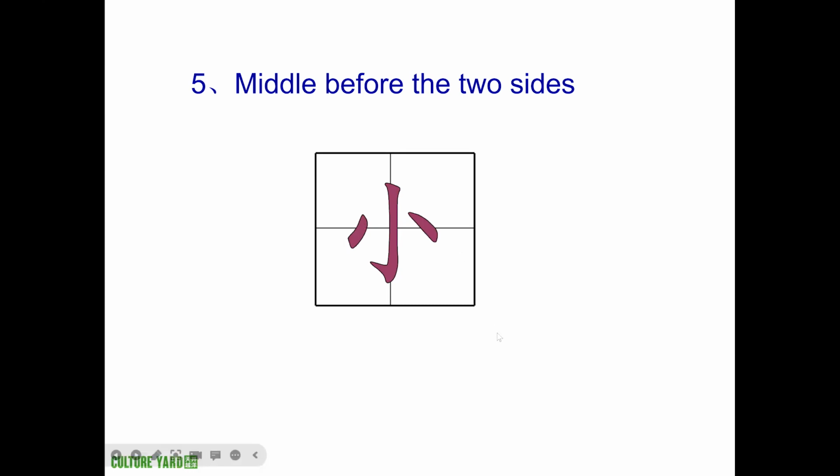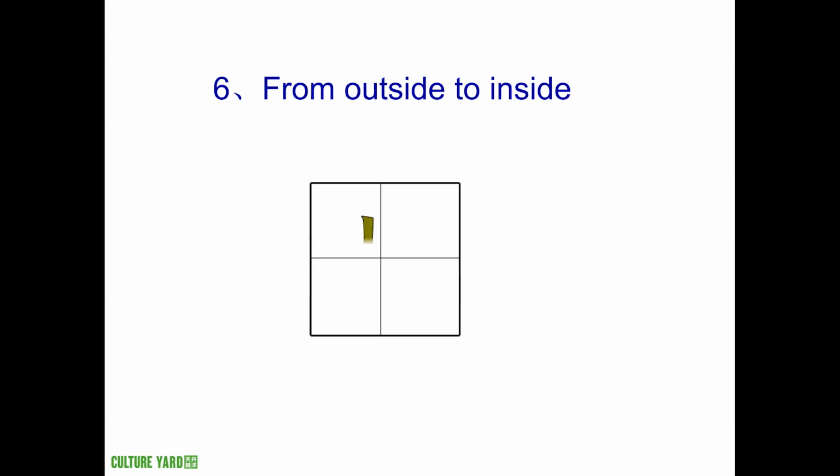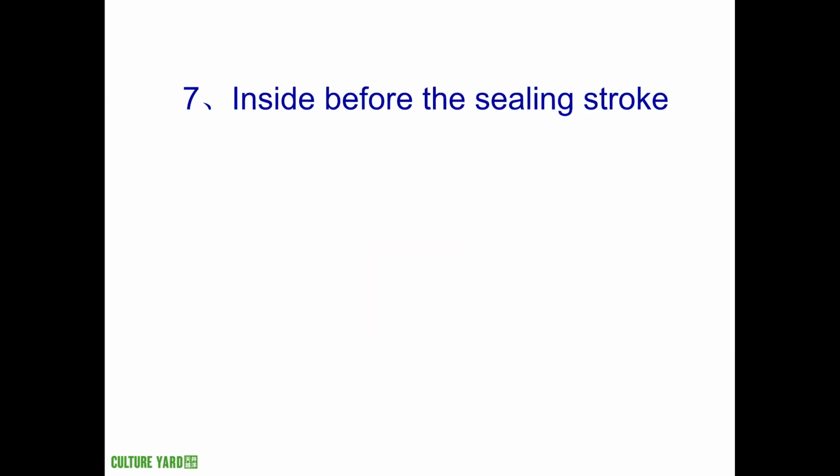This is a 小. From outside to inside. This stroke should be like this. 横折钩. This is 1 stroke. And then inside, horizontal, horizontal. So I think you know this character, right? 月. Outside before inside.